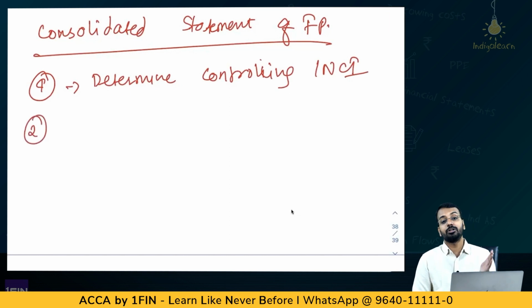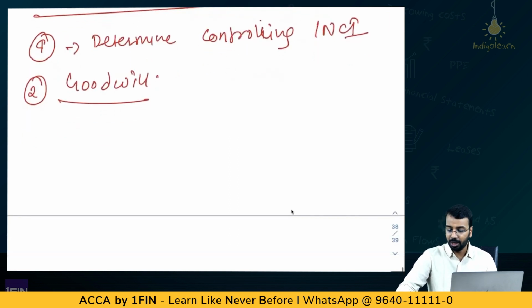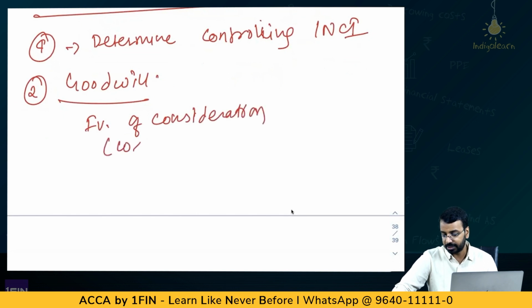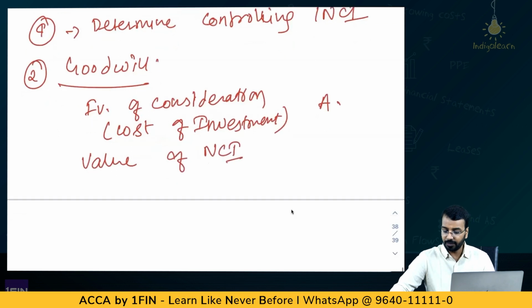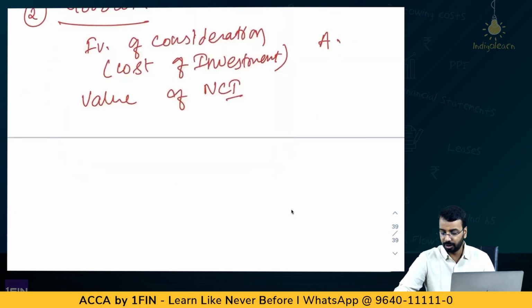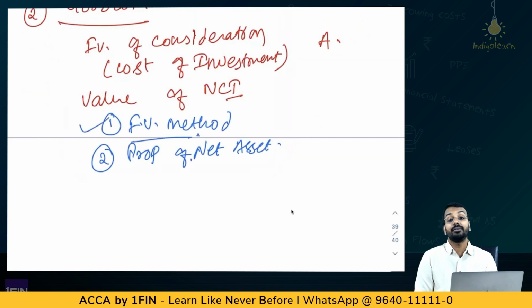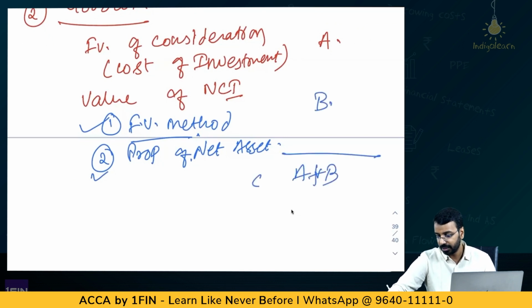Then second is to determine goodwill. Second and third step can be interchanged. When you determine goodwill, on one side you take fair value of consideration, or in most cases cost of investment. You will have some number A. Then you will take value of NCI. Now value of NCI can be measured using the fair value method or the proportion of net asset method. So either of these two methods, it will be given to you in the question. If fair value is given, you can apply the fair value method. If fair value is not given, you have to take the proportion of net asset method. Whatever the number is, that is the second part, B. You will do A plus B. C is equal to A plus B.